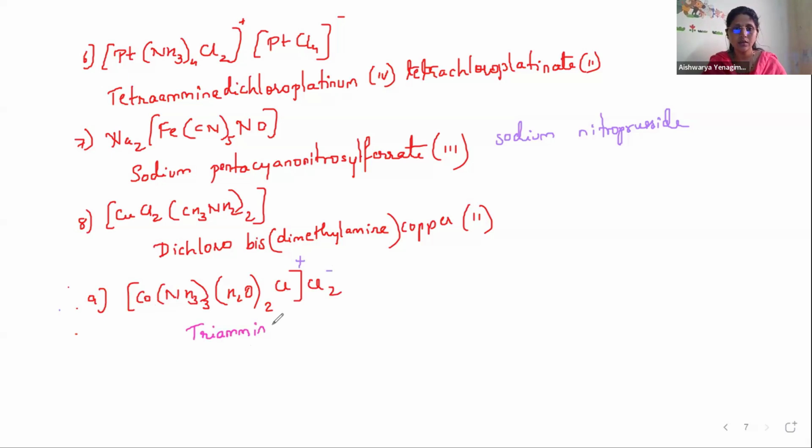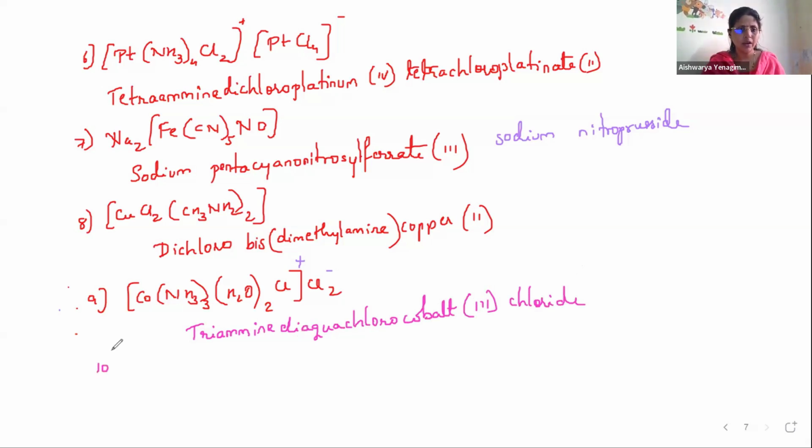amine, then diaqua, then you have chloro, cobalt, oxidation state 3. Then last is what? Last is my chloride. Last is my chloride. Correct? So this is also a good example.